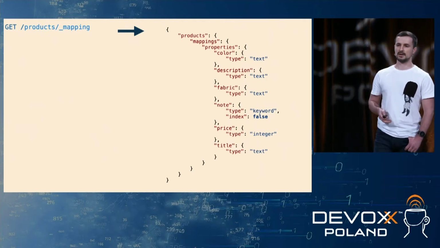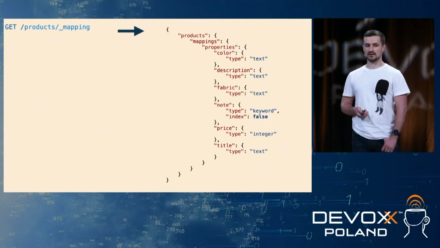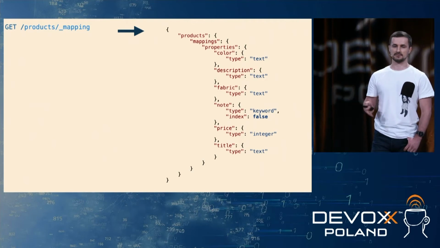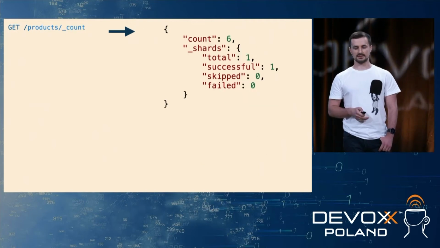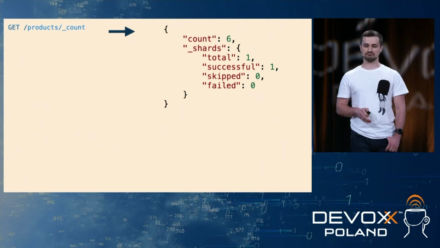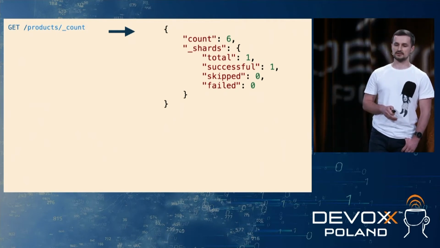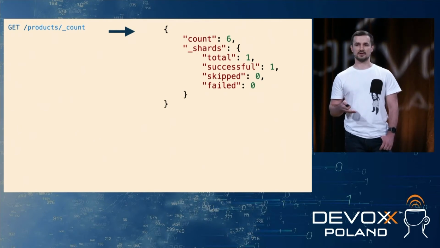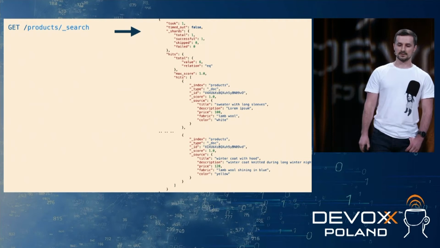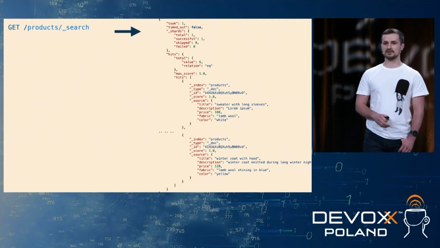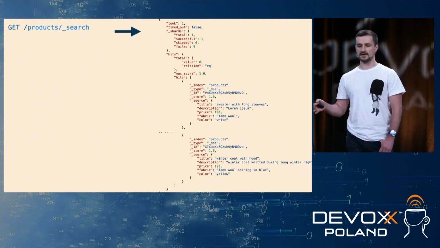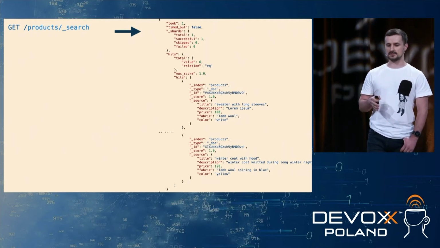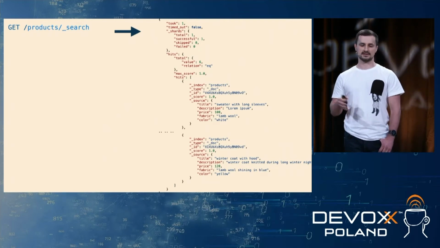There's the underscore mapping, which just gives us the mapping, and it's exactly what we saved, so no surprise here. And there's the count query. It tells us how many documents there are. And now let's actually use the search request for the first time. So we are searching, but we're not searching for anything specific. It's only a GET request, so it just returns everything that is in there.